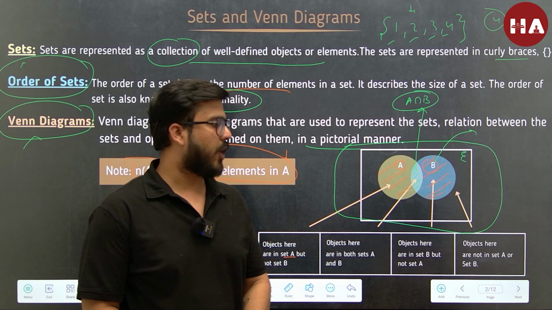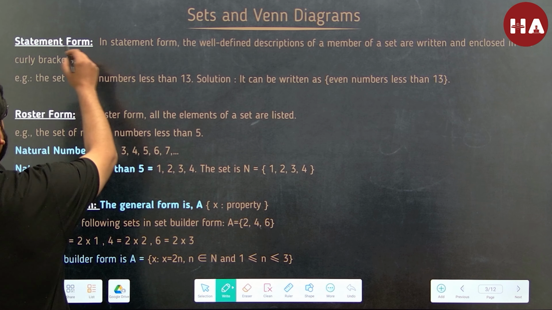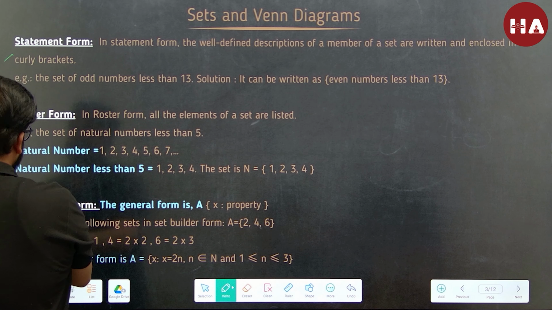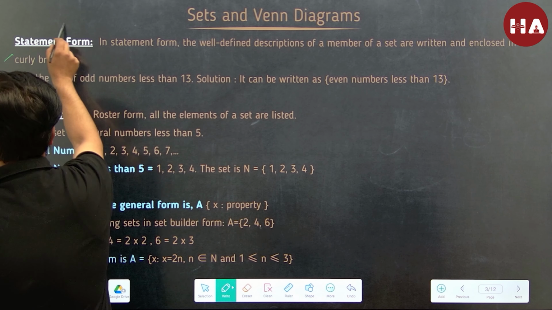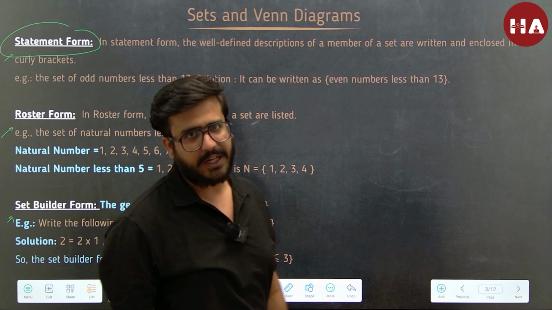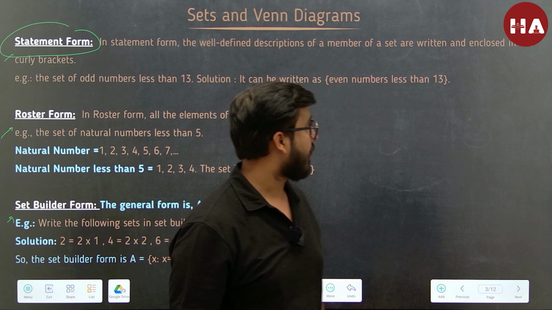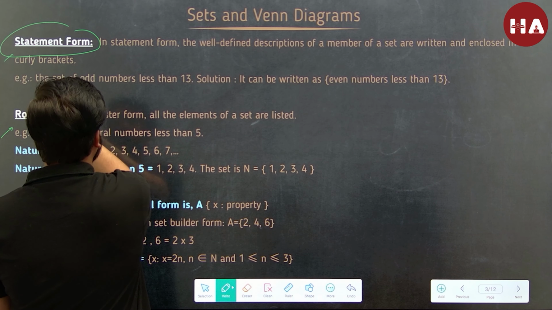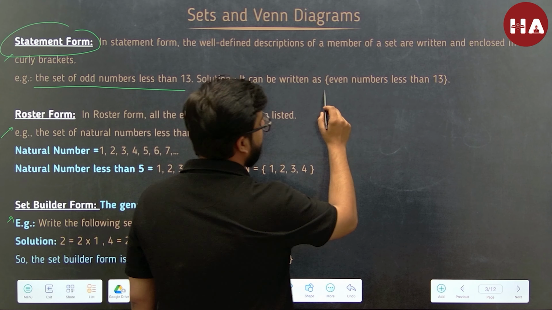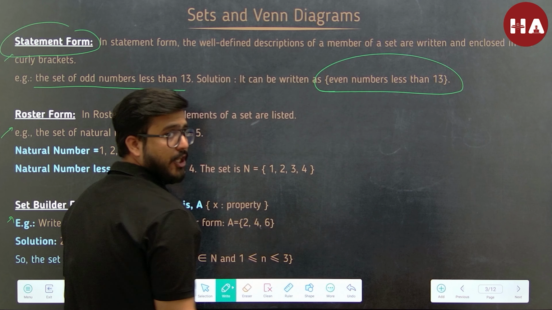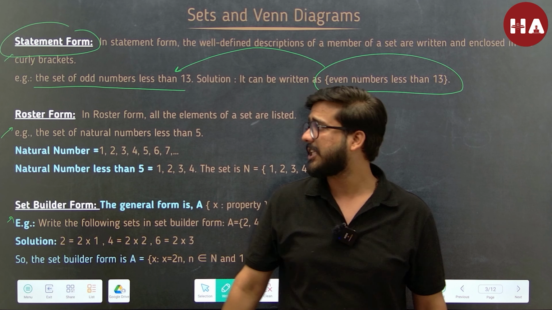Okay students, I hope you have found the basics of Venn diagrams and sets clear. Now let's discuss how many forms there are to represent a set. First is the statement form. As you can see, we can write a statement and then represent a set. For instance, the set of odd numbers less than 13. We can write it as odd numbers less than 13. So this will represent the same thing which the question has asked for.